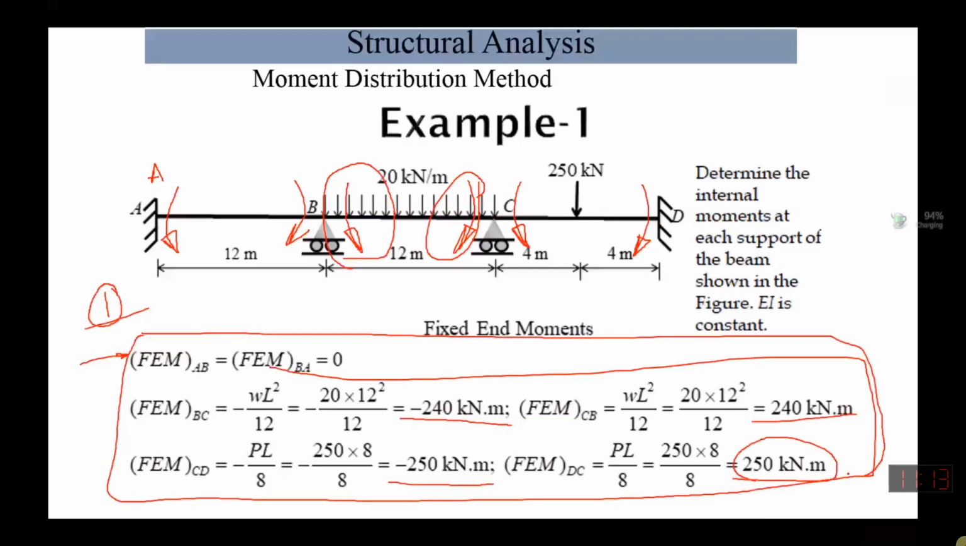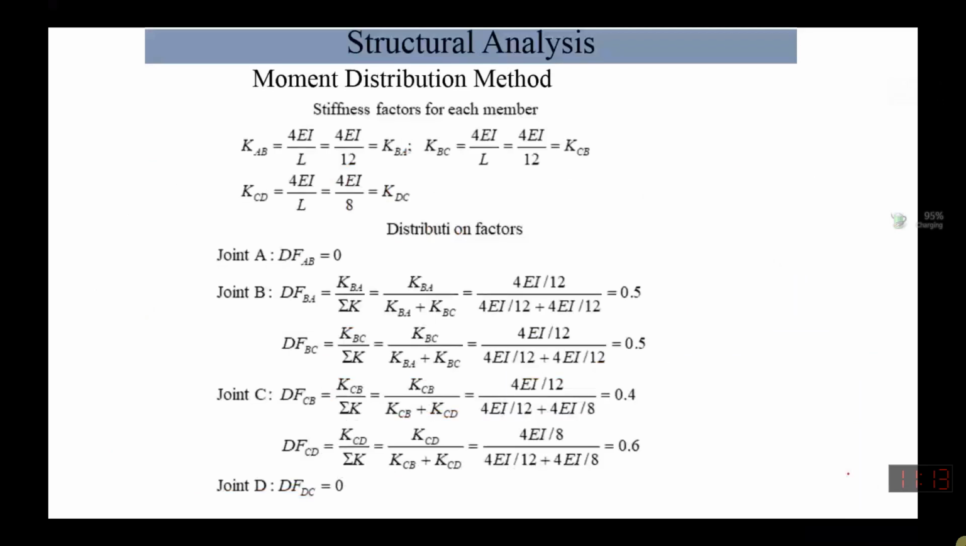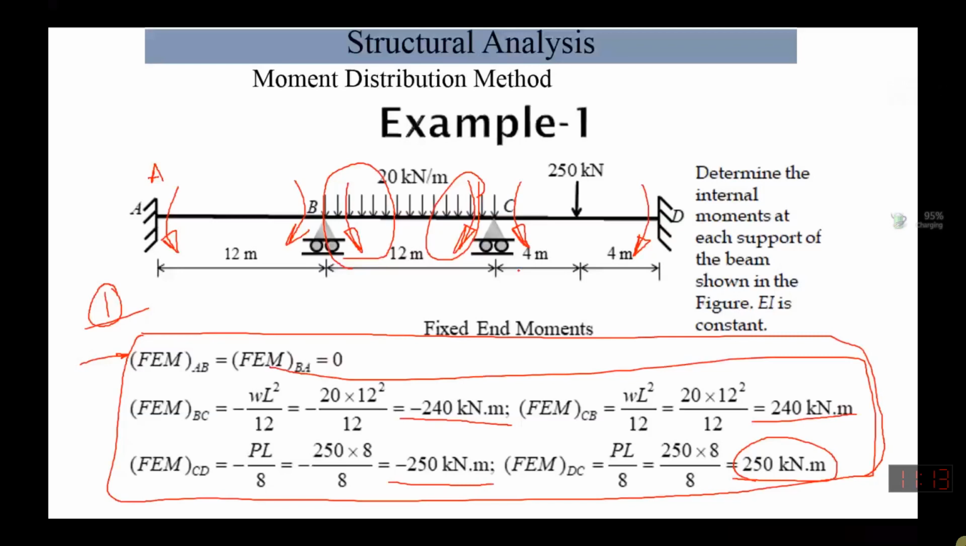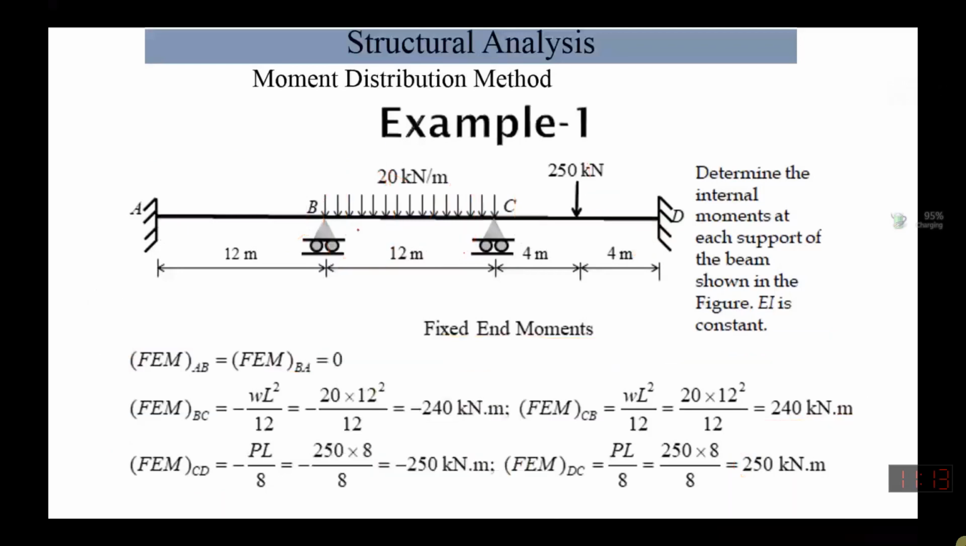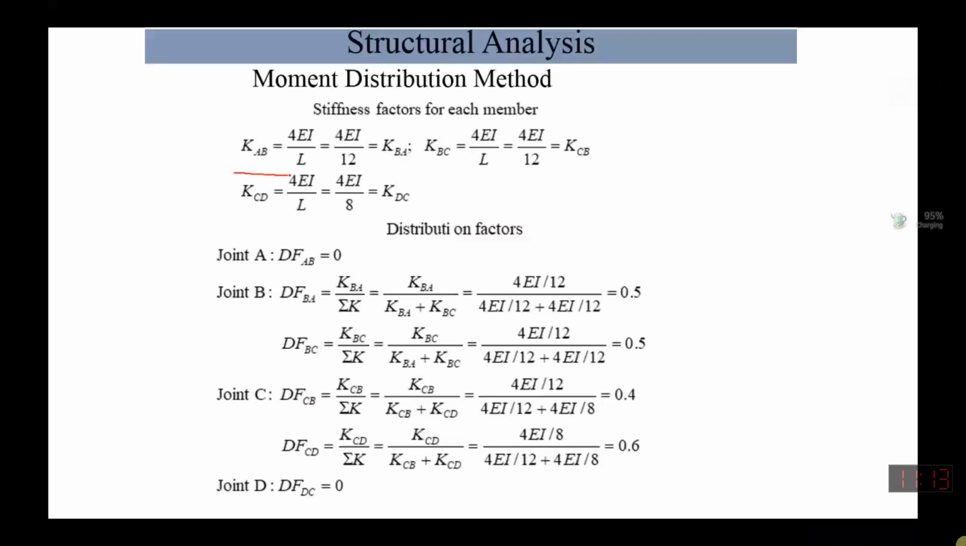Now the next step is you will find out the stiffness factor for each member: KAB, KBA, KBC, KCB, KCD and KDC. As in this case of the beam, all the far ends are considered to be fixed. So the stiffness factor is 4EI over L. Stiffness factor for each member is 4EI over L.